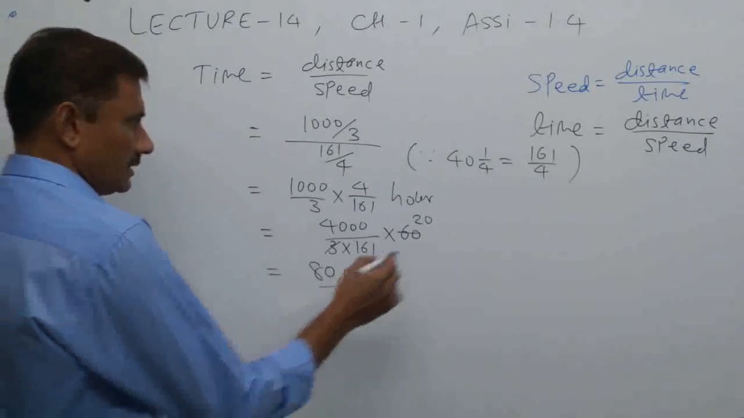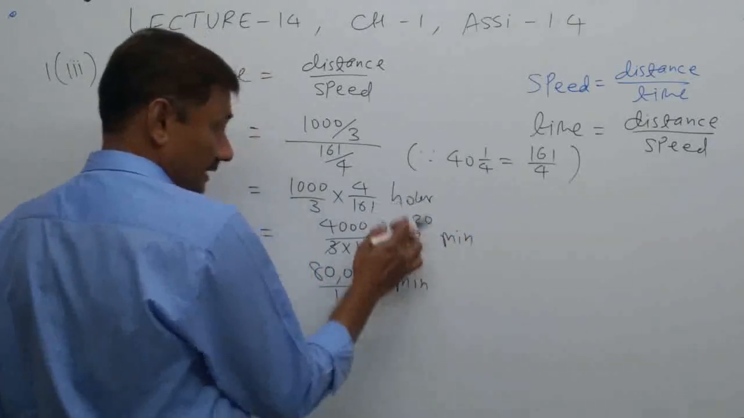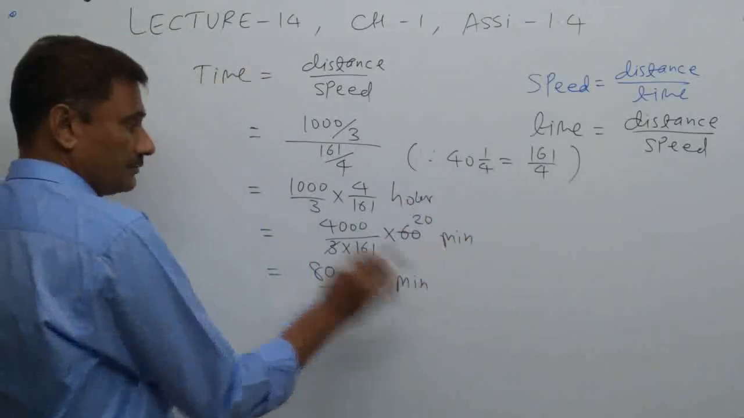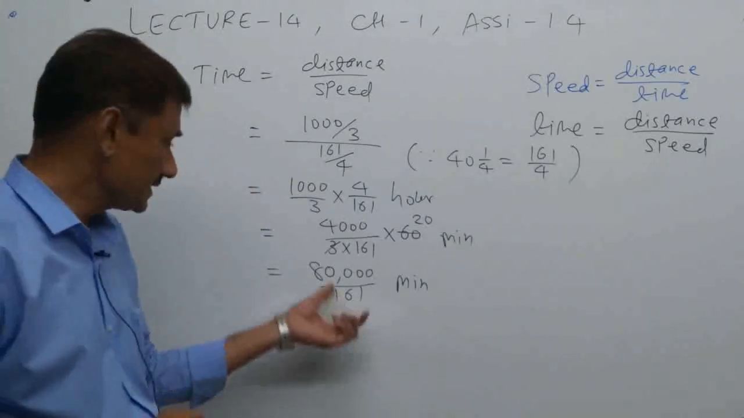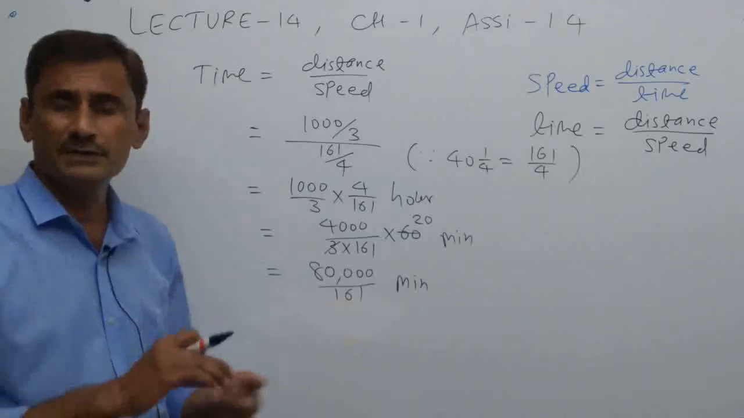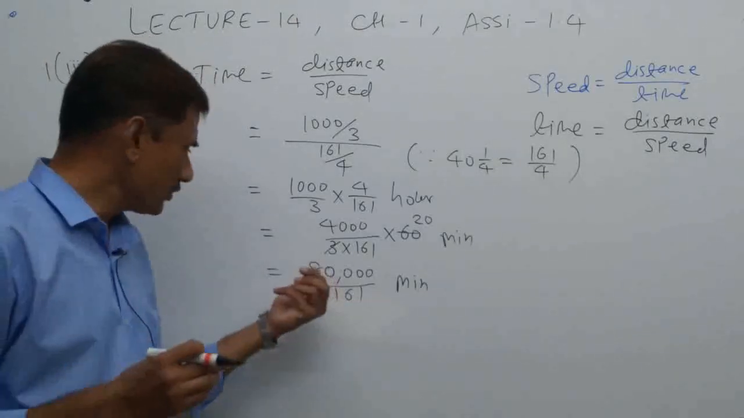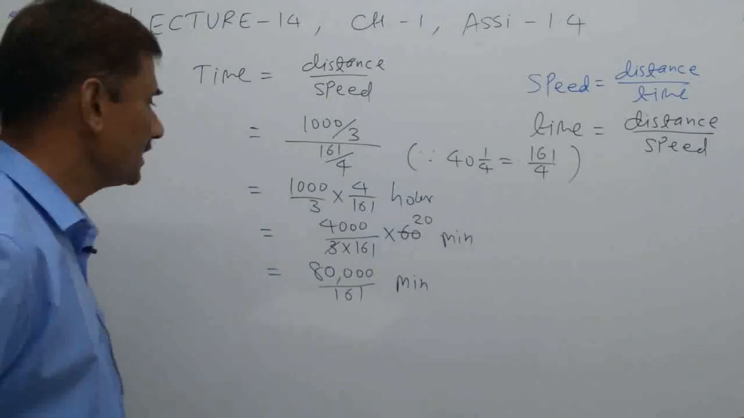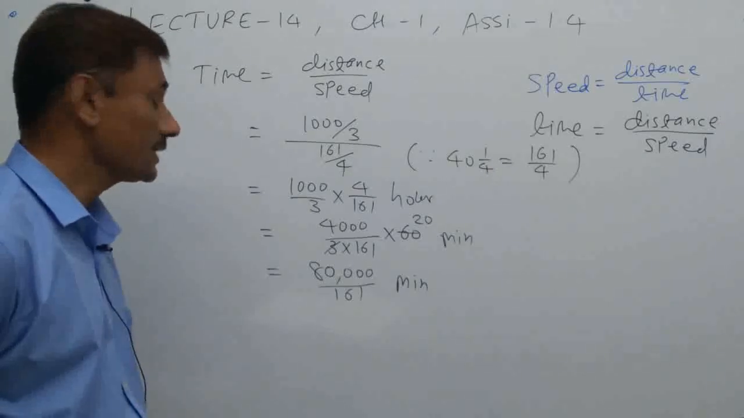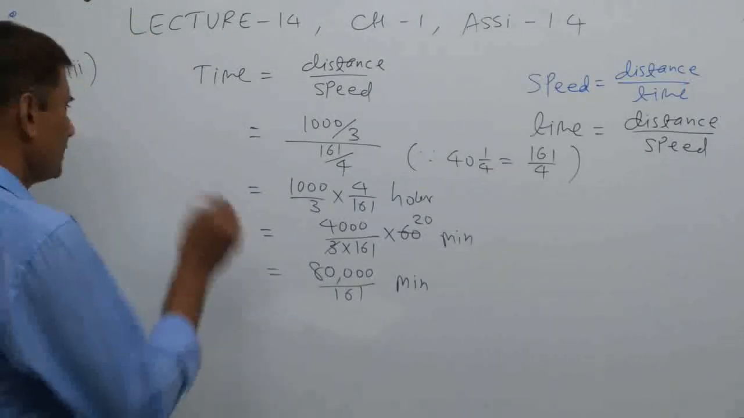Now, this is now in minutes. Why? Because we multiplied by 60, so the hour is converted into minutes. So it will be our final answer, but we have to divide it because cancellation is not possible. I think 161 is a prime number, so it is not divisible by 2 or 4 or 8 or like that. So now there is only one way: you just divide 80,000 by 161. So let's divide it first.